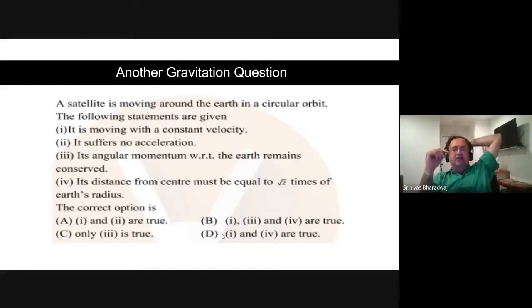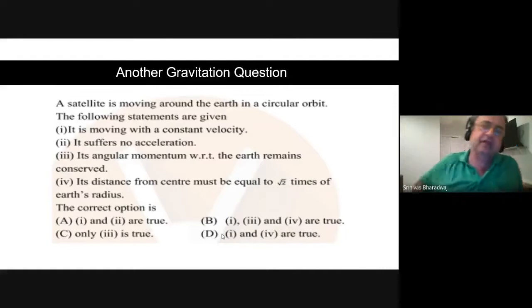Its angular momentum with respect to the Earth remains conserved. That is true. Okay, its distance from the center has to be root 2 times the radius of the Earth. No, it can have any distance from the center of the Earth. It need not be root 2 times the radius of the Earth, right? This might be for a geostationary satellite, not every satellite. They haven't said anything about geostationary. So only 3 is true.